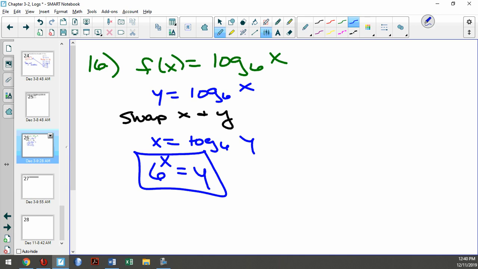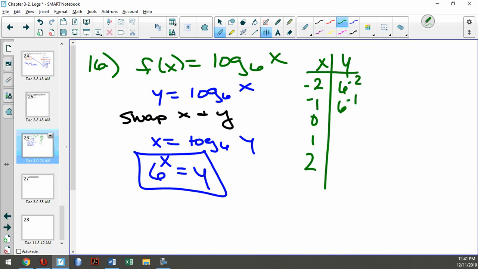And the reason why we're doing the inverse is because I can do an xy table to find my inverse: -2, -1, 0, 1, 2, yes? And that's going to be 6 to the -2, 6 to the -1, 6 to the 0, 6 to the 1, 6 to the second. That's 1 over 36, 1 over 6, 1, 6, and 36. Do we all understand that, yes or no?